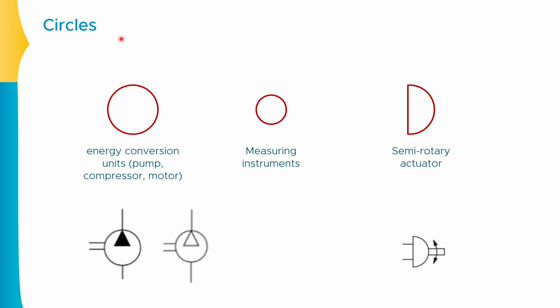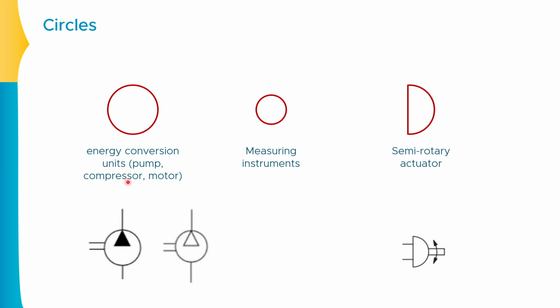Now whenever you see the circles, you should understand that these circles are actually representing the energy conversion units. Now what is the energy conversion unit? Energy conversion units are basically converting any energy into another kind of energy. Like we are having the pump. A pump will convert the mechanical energy into the fluid pressure energy. Clear?